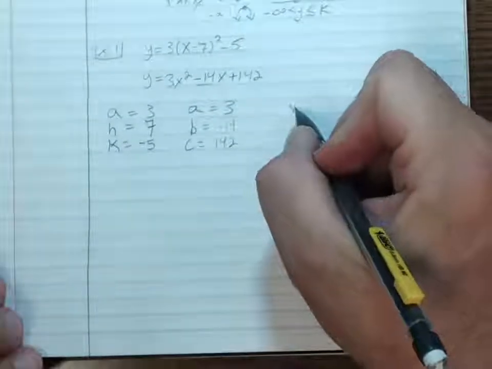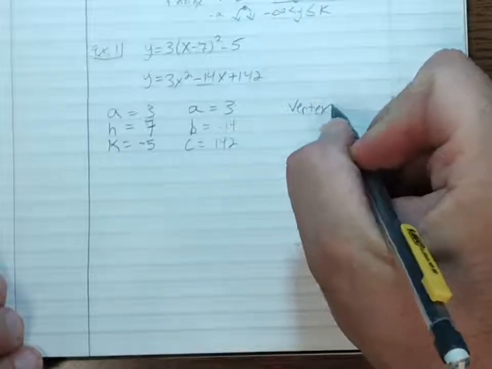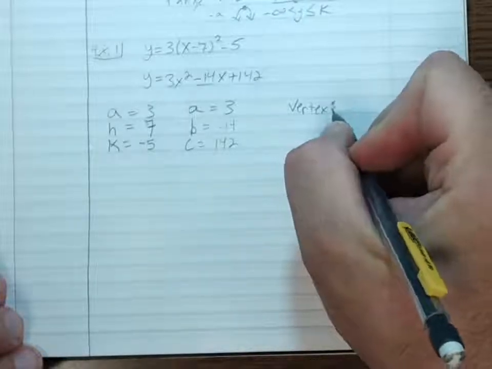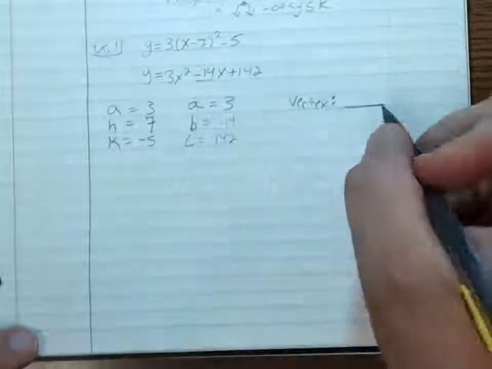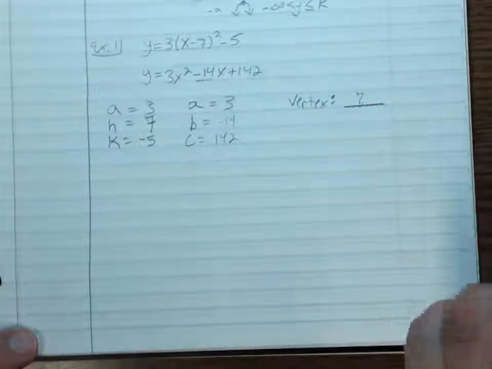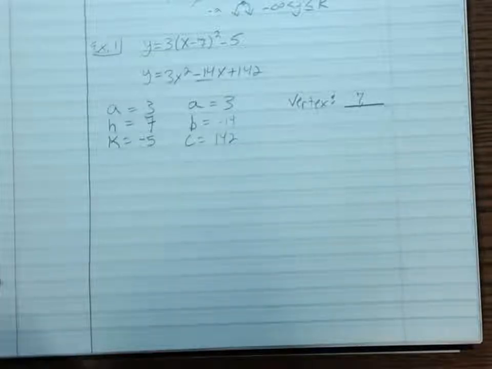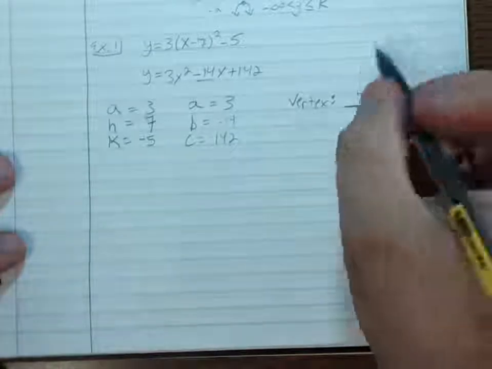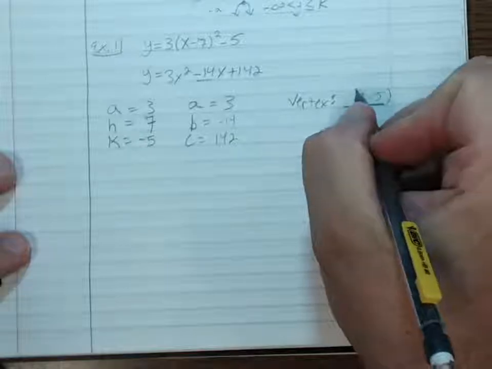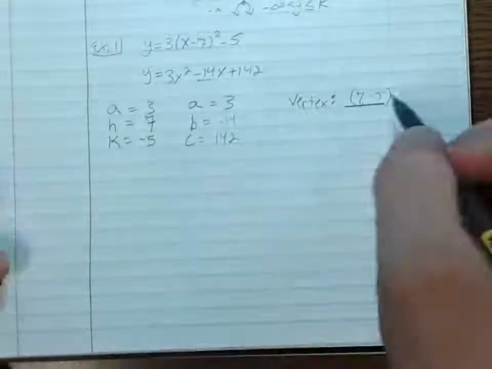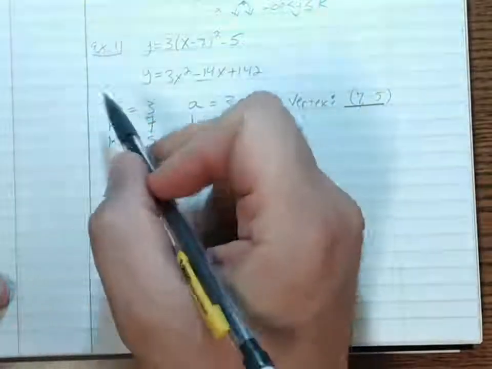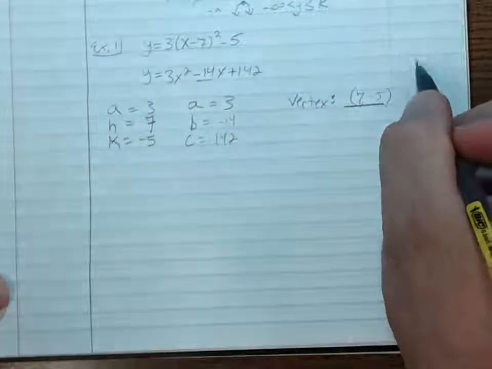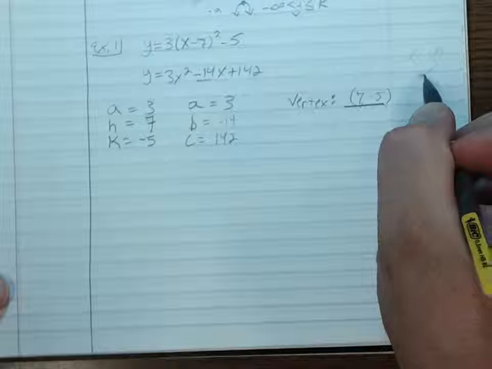So let's start with the vertex. So that would be the H value, which is 7, comma the K value, which is -5. And we write it as an ordered pair, so make sure to include your parentheses. Also, is it a minimum or maximum? Well, the A value is positive. That means it opens up, right? This is going to open up, which makes the vertex a minimum.